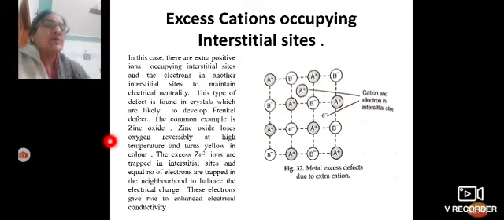Zinc oxide loses oxygen reversibly at high temperature and turns yellow in color. The excess zinc 2+ ions are trapped in interstitial sites and an equal number of electrons are trapped in the neighborhood to balance the electrical charge. These electrons give rise to enhanced electrical conductivity. So this is the metal excess defect due to extra cations and electrons in interstitial sites.